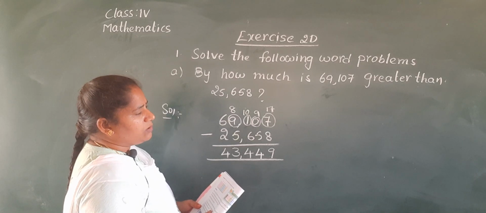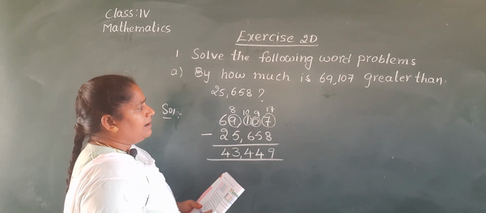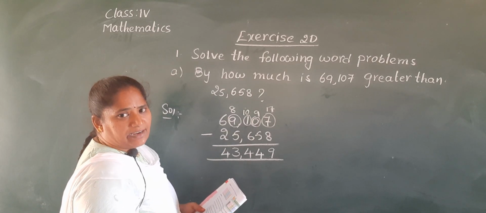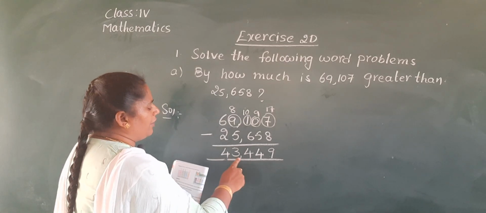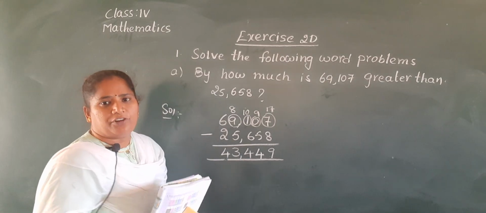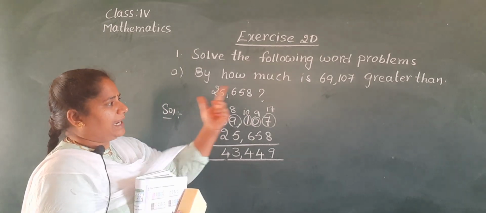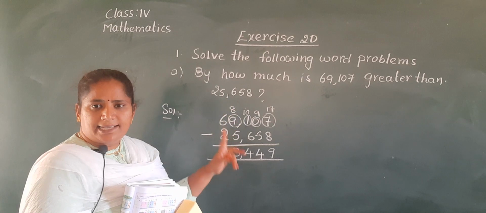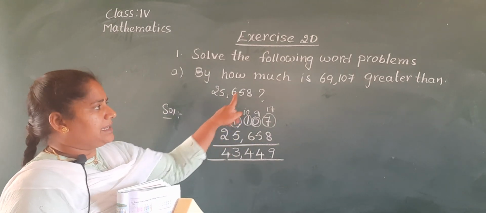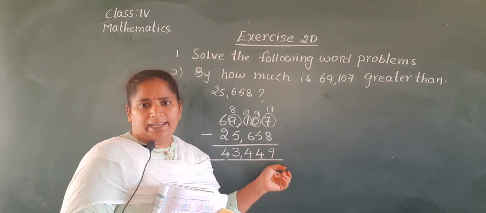Yes, 69,107 is greater than 25,658 by 43,449. Okay, is it clear? By how much is this number greater? How do you get this answer? You subtract this number from the big number, then we can get the answer.